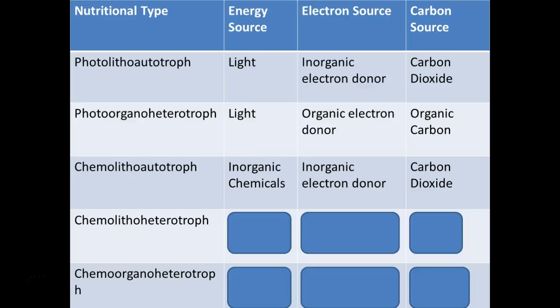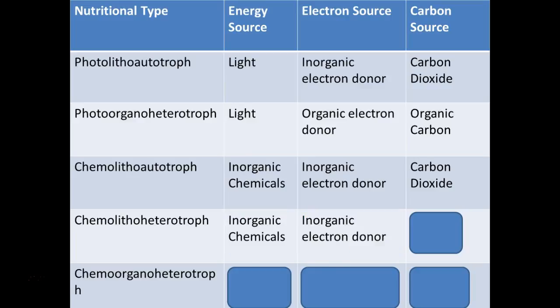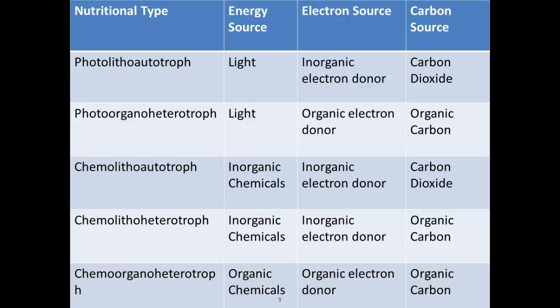So chemolithoheterotrophs, again, it's inorganic, because they told us it's a lithotroph. It's an inorganic source of electrons, so therefore the energy is also an inorganic source of some molecule, some chemical. But these guys are heterotrophs, so they're getting their carbon from what? Organic source. And then the last one is us. It's all organic. And so the example is, we use sugar for all of this.